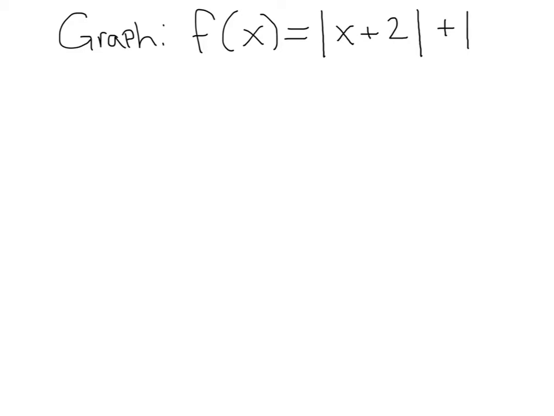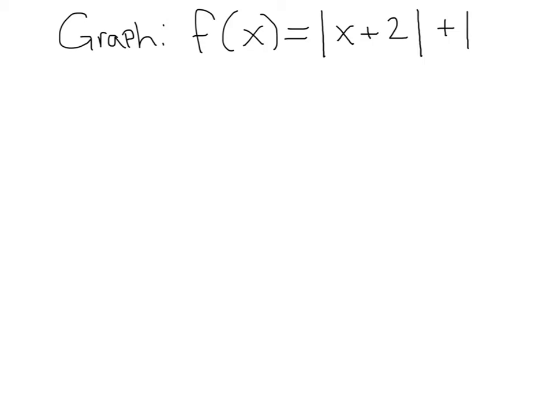Okay, last example. We want to graph the function f of x equals absolute value of x plus 2, plus 1. Mr. Zonker, you must be crazy. No, I'm not crazy. This is possible. Notice we've got something inside, grouped with the x, and then we've got something outside of the grouping, a positive 1. All this means is we're going to have both a horizontal and a vertical shift.